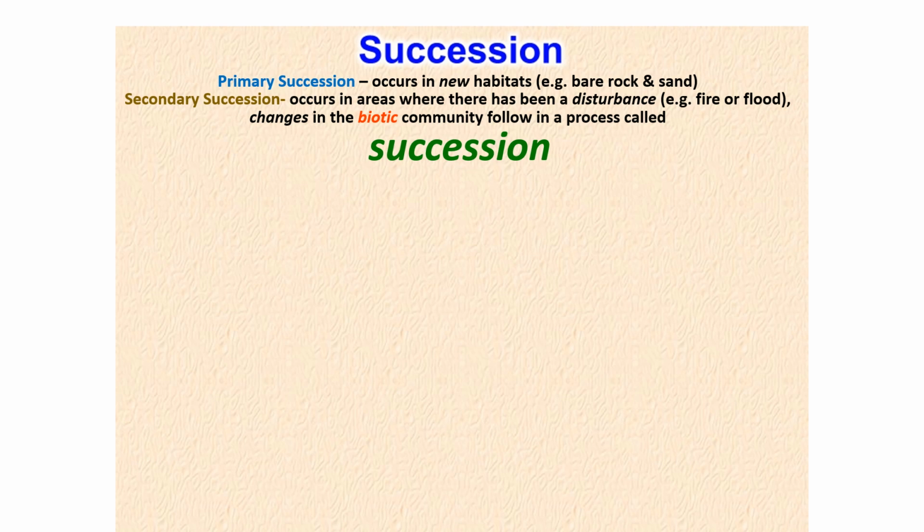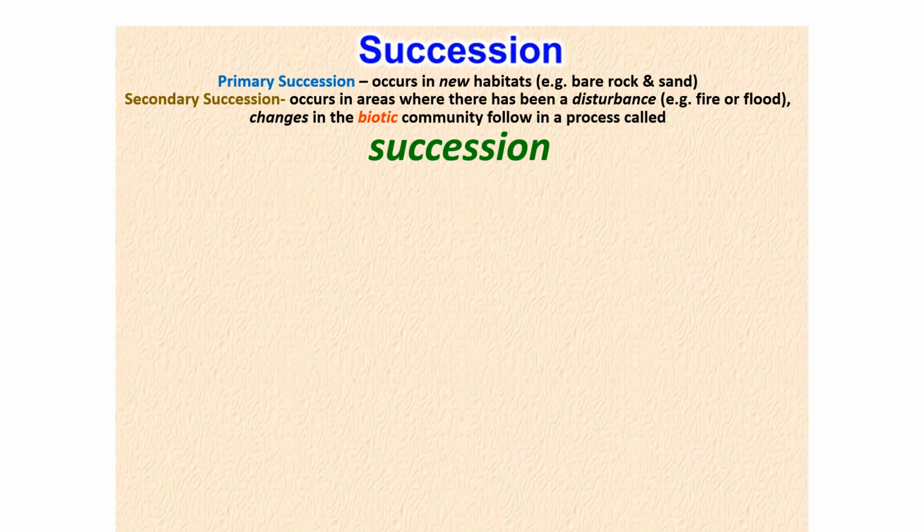Secondary succession is in an area where there has been a community of living things in the past, but there's been some sort of disturbance, for example, a fire or a flood. So after the fire or flood, there may still be some organic material, there may be some soil, there may be seeds in the soil, for example. So secondary succession happens much more quickly than primary succession, where there hasn't been any life in the past.